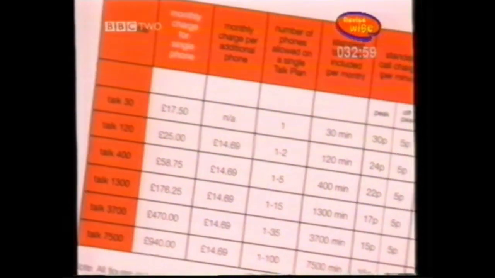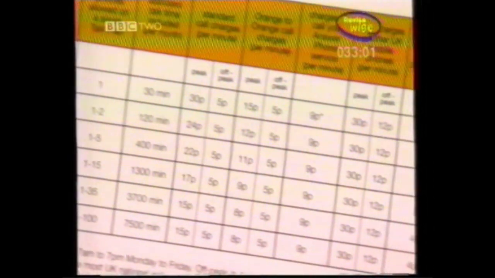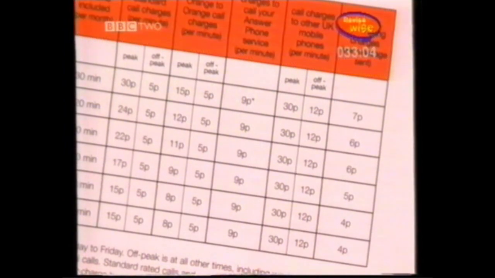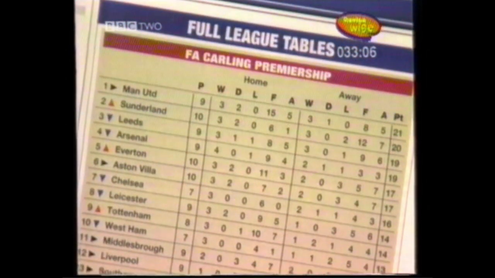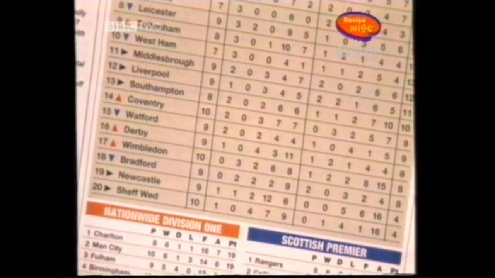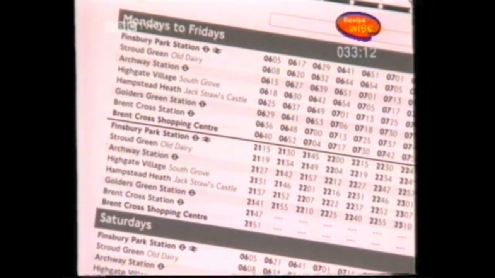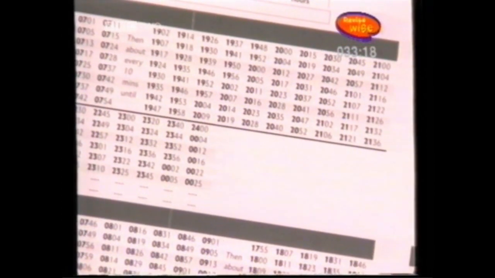Tables are a popular way of showing information. You see them everywhere, and they all tell you different things. Here's a table showing different mobile phone tariffs. Here's a Football League table with the teams listed down one side. This is a bus timetable with the places it stops down the side and all the times going across.